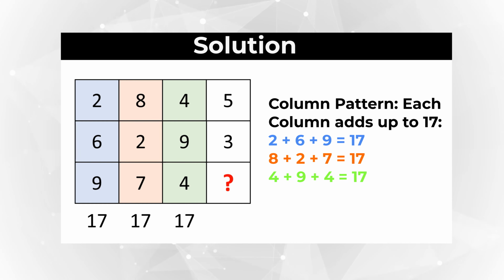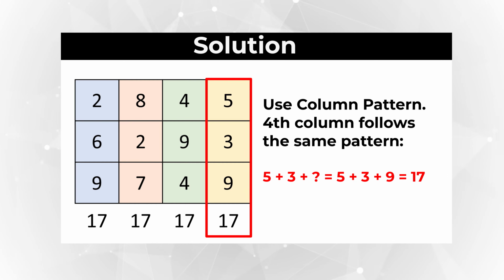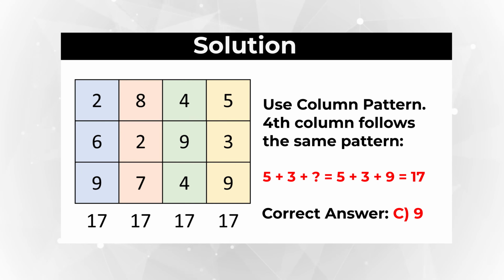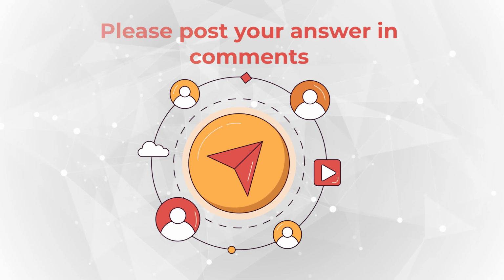Based on this information, we can calculate the missing value. 5 plus 3 plus question mark would be equal 5 plus 3 plus 9 also equals 17. So the correct choice here is choice C, 9. Hopefully you've nailed this question and now know what to look for on similar problems on the test.